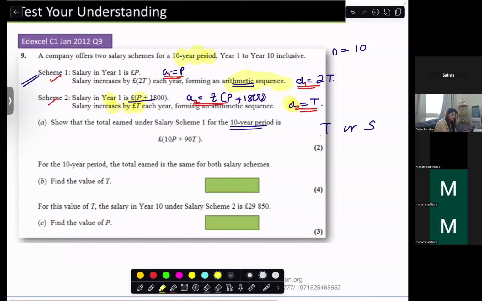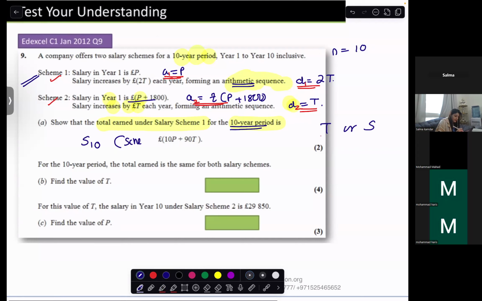They don't want the position. They actually want the total earned under salary scheme 1 for 10 years. So it would be the sum, not the position. Yes, exactly. They want the sum earned. That means they want year one plus year two plus year three plus year four up till year 10. So they are looking for S10 under scheme one.